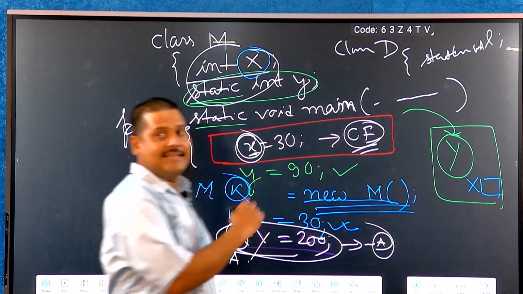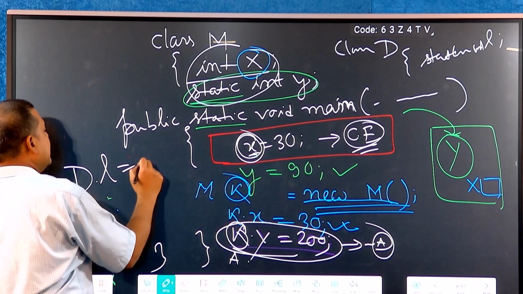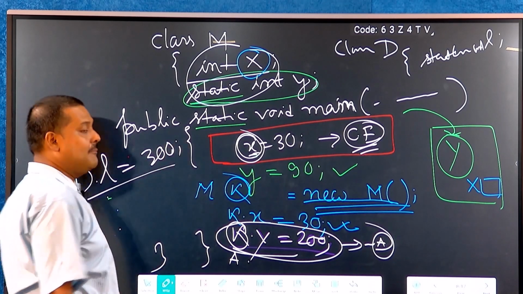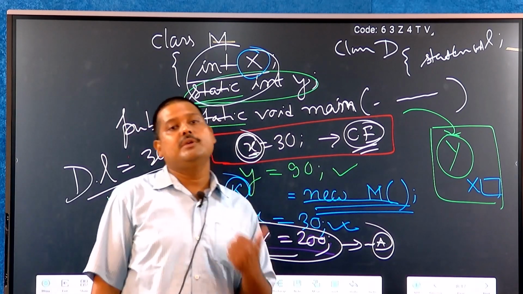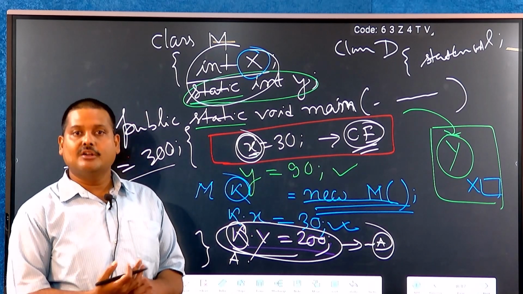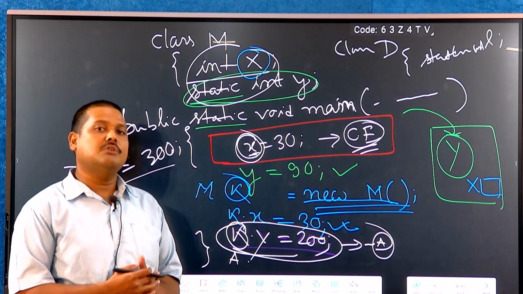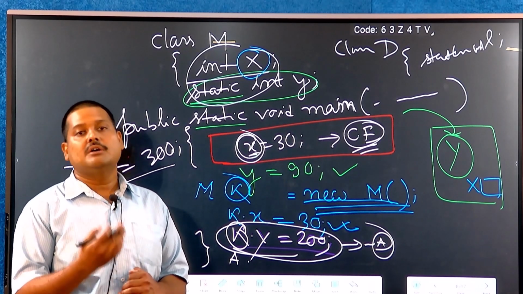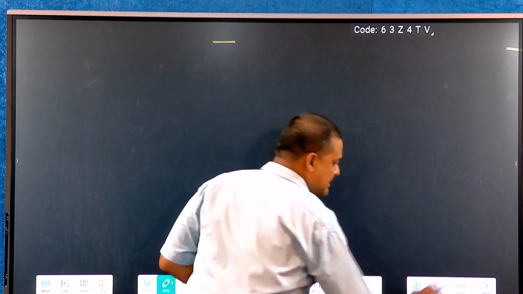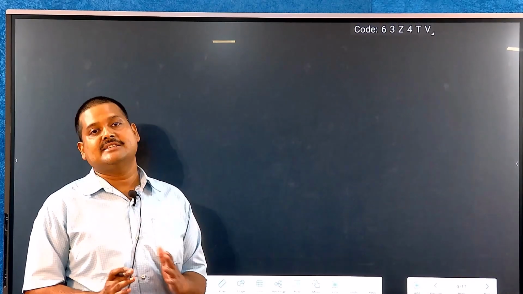now I want to access this L. How will we access it? By help of D dot L equal, say for example 300. I want to assign it. So, by help of the class name we can access the static member, and the same thing is true for static methods also. Methods which are declared as static can be accessed without creating the instance or the object reference variable. So, as a whole, static is a non-access modifier.